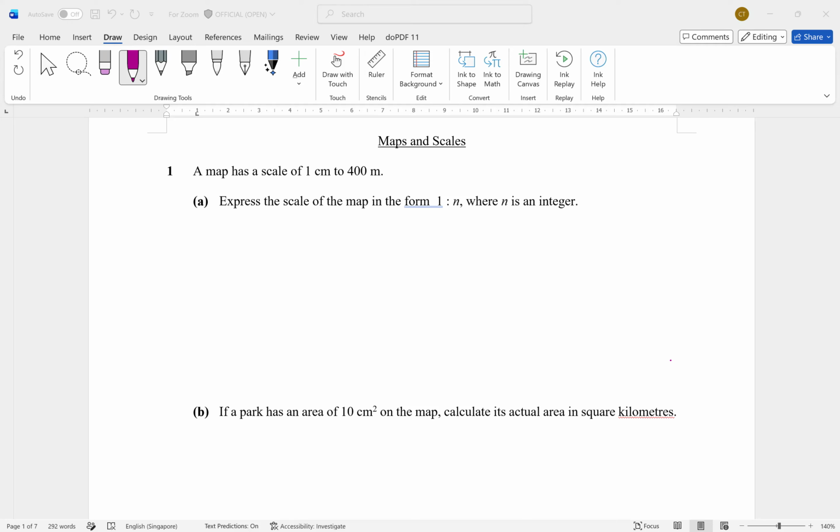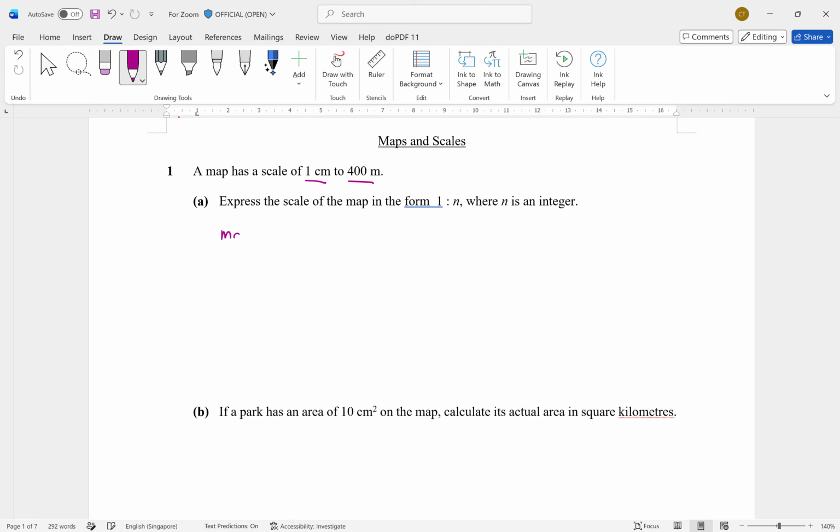So for the first question, it says that a map has a scale of 1 cm to 400 meters. Express the scale of the map in the form of 1:n, where n is an integer. Okay, so over here we have a map. What it tells us is that 1 cm on the map represents 400 meters on the actual ground. So let's write this down.